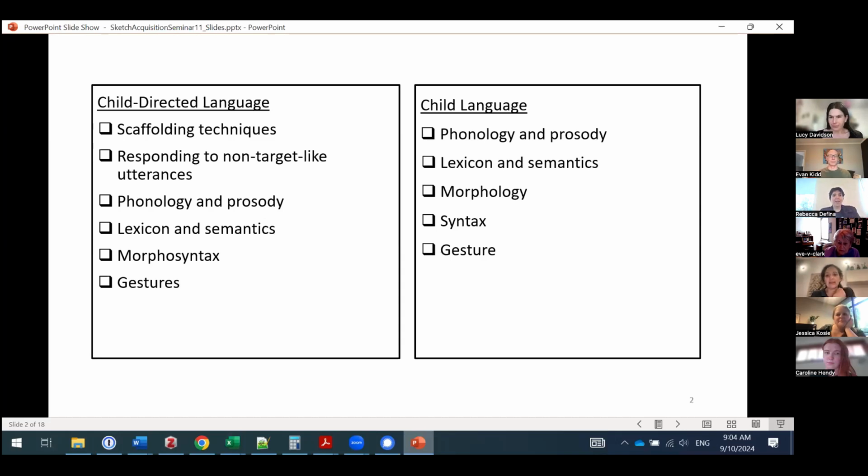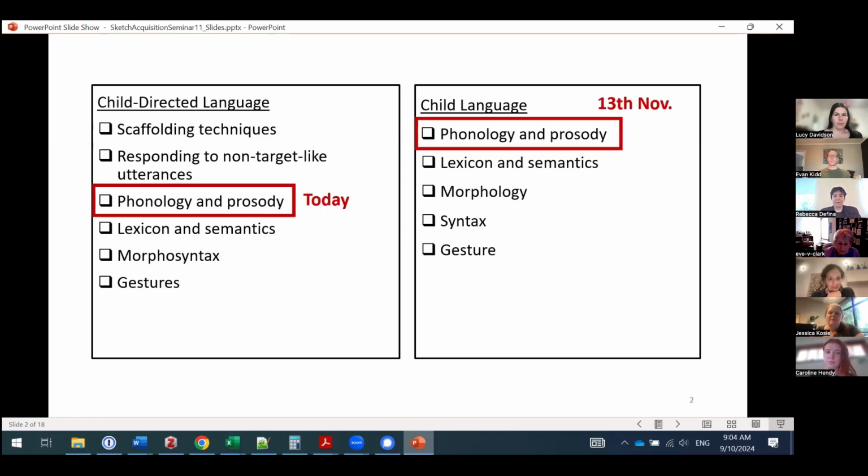Awesome. So we're working our way through the sketch manual, and now we're looking at phonology and prosody, and today we're looking at these in child-directed language, and the next session next month we're looking at phonology and prosody in child language.